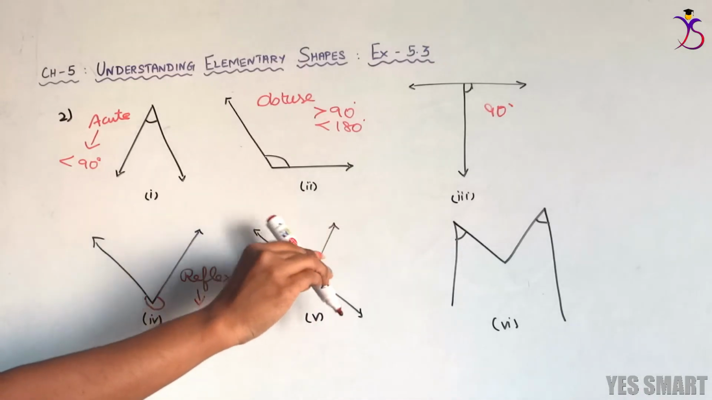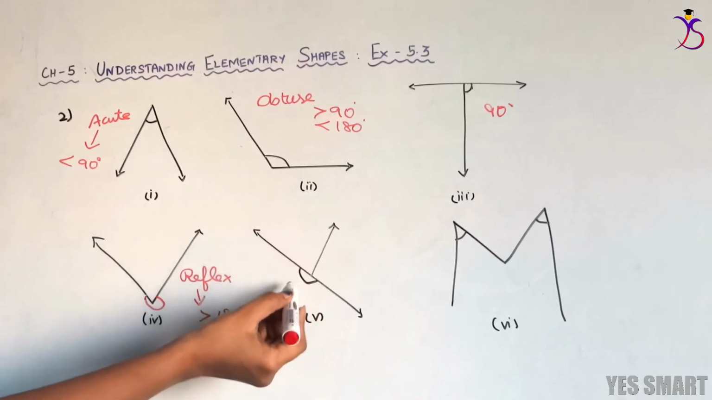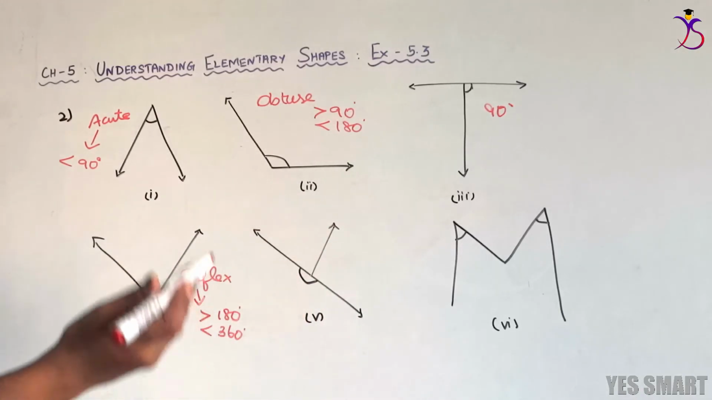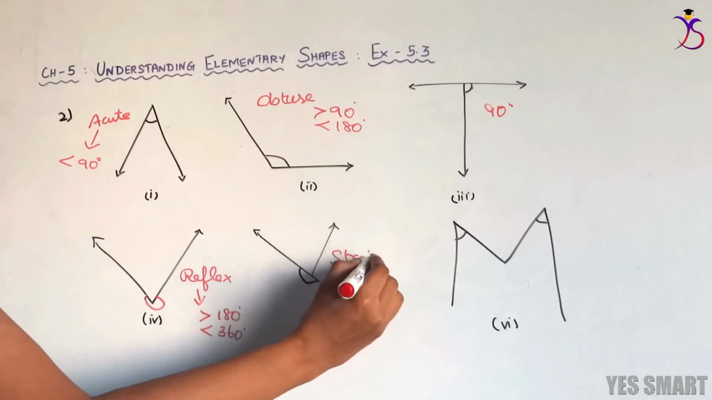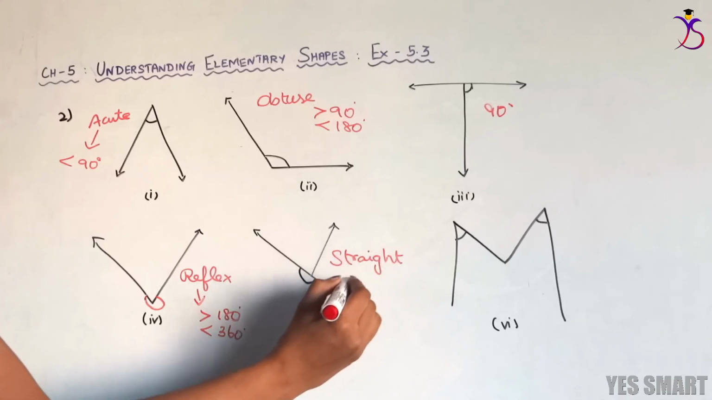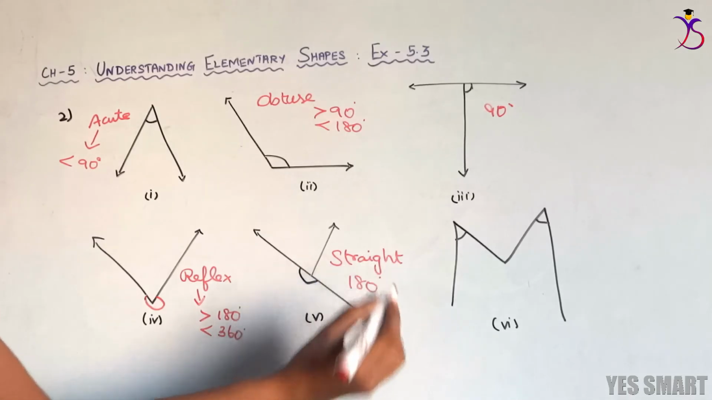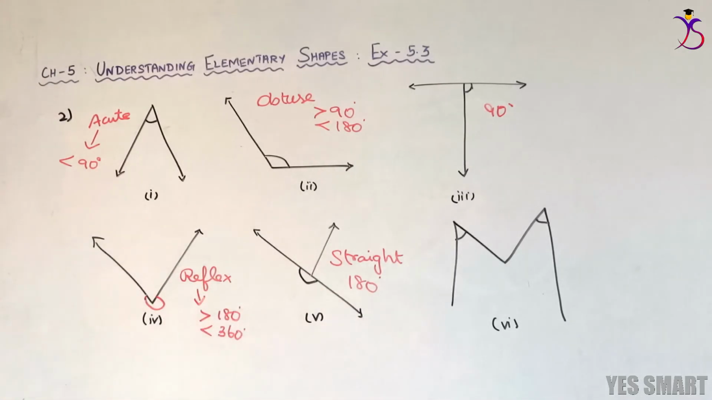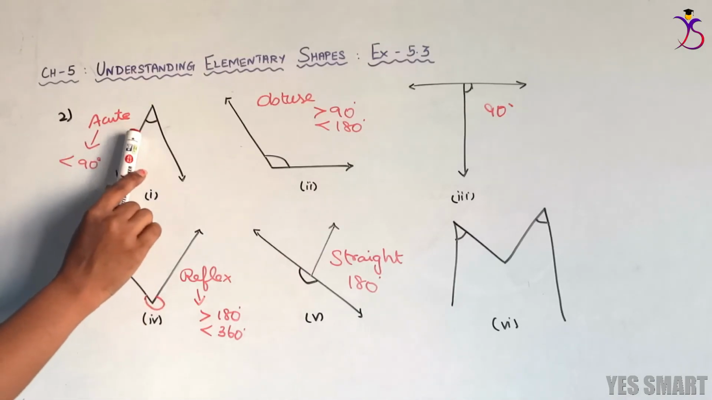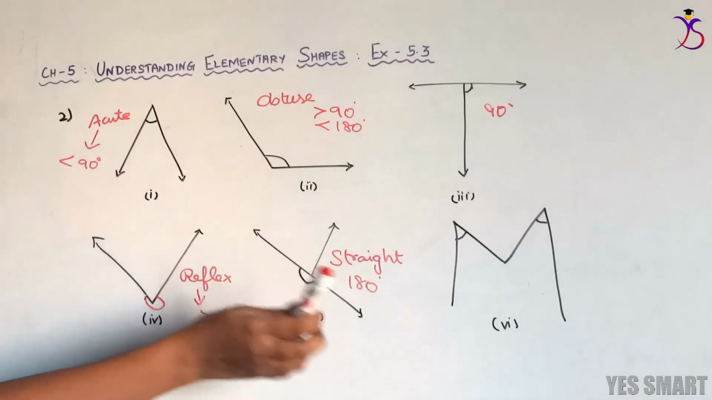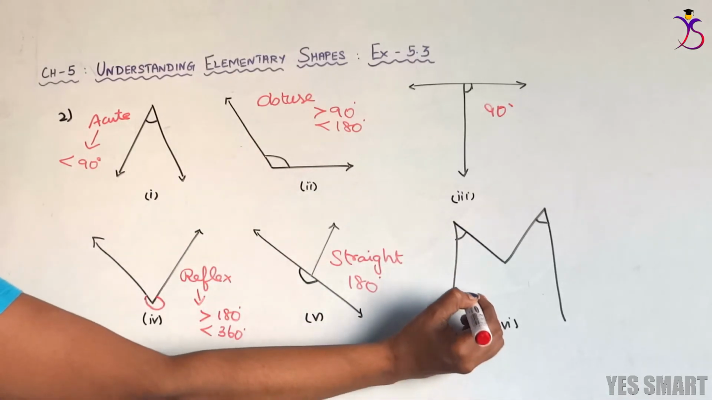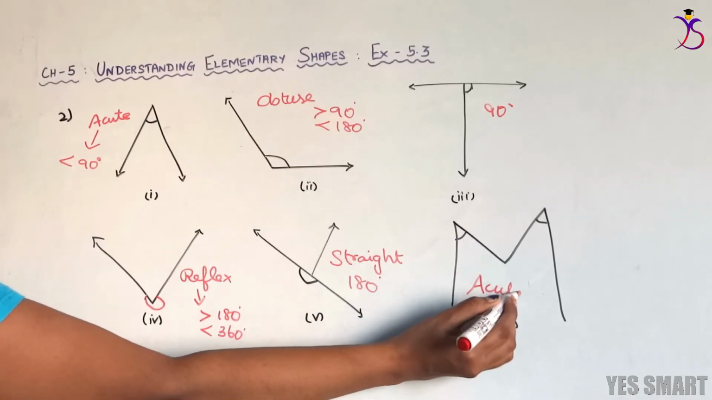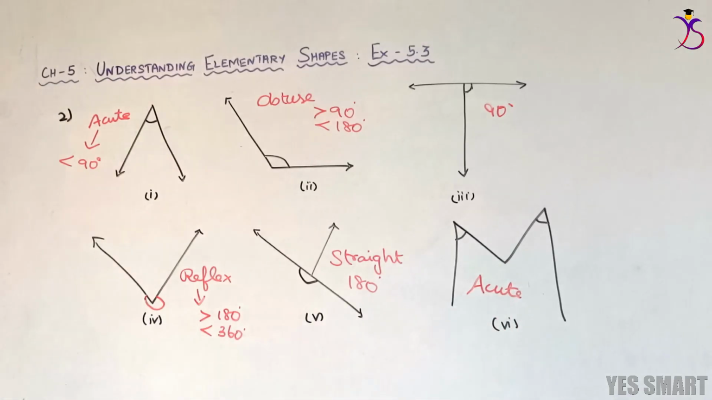And the fifth one is a straight angle, because the line is straight and the angle formed here is also in a straight line. Therefore it is a straight angle, which is 180 degrees. And moving to the last, it is similar to the first one, an acute angle, because it is less than 90 degrees. If it is 90 degrees, the line will be straight, perpendicular. Since it is less than that, it is an acute angle.